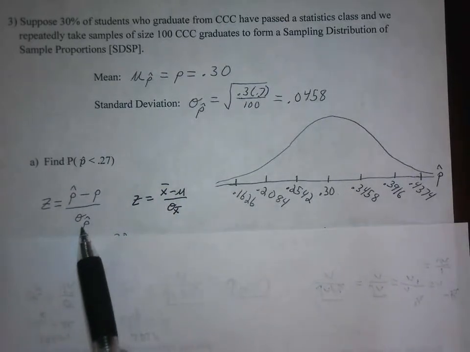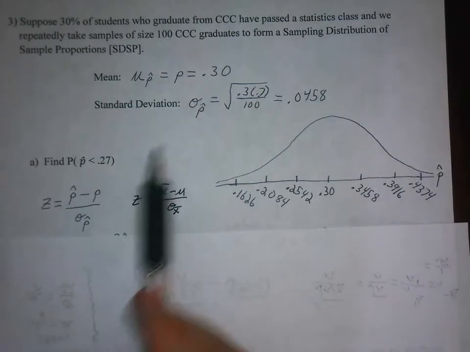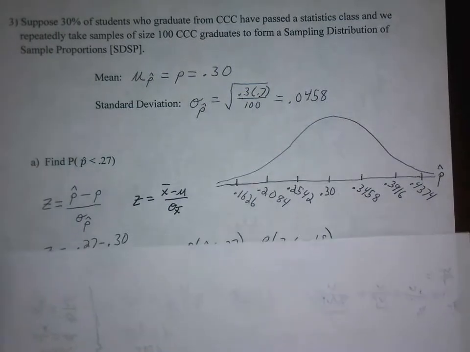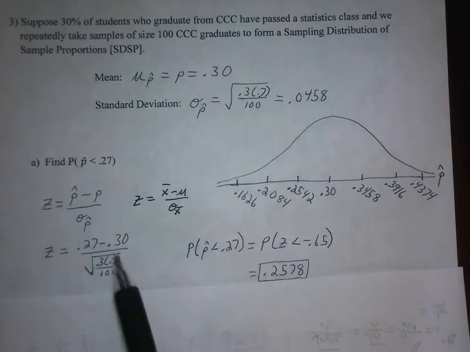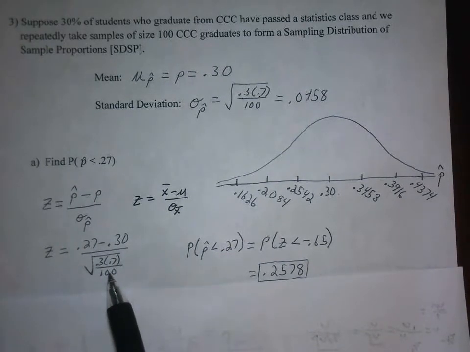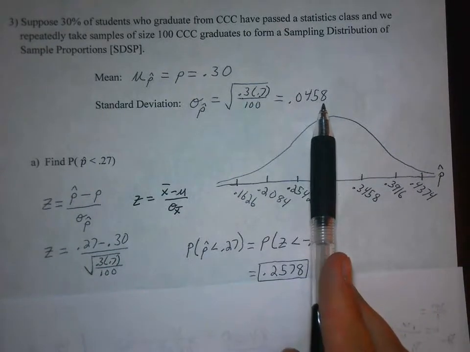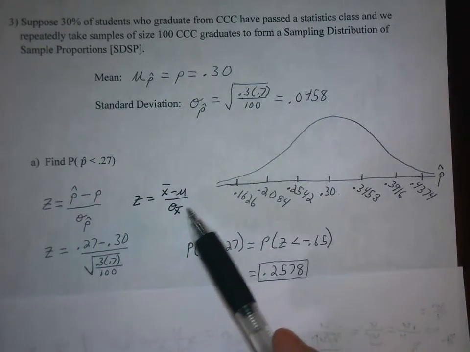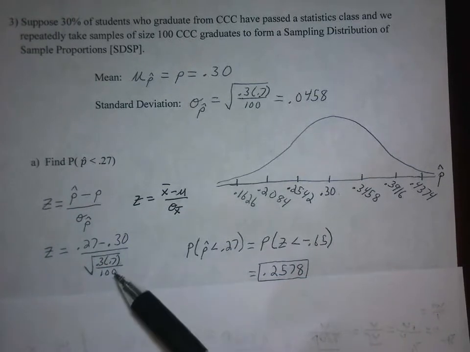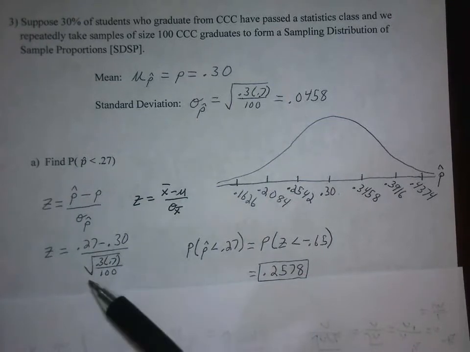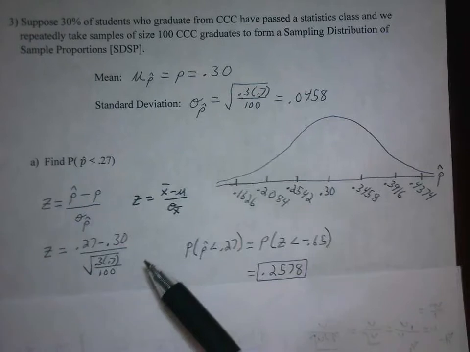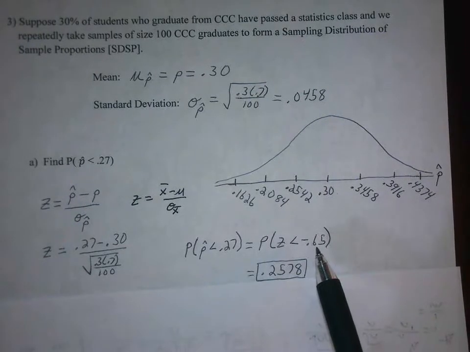So when you do this, p-hat is 0.27, p is 0.3, and the standard deviation is the square root of 0.3 times 0.7 over 100. I rounded to 0.0458 earlier, just like I would have with the standard deviation of the x-bar distribution. But when you calculate the z-score, you don't want to round too much until the final step. So put that all in your calculator the way it is, and you should get a z-score of about negative 0.65.